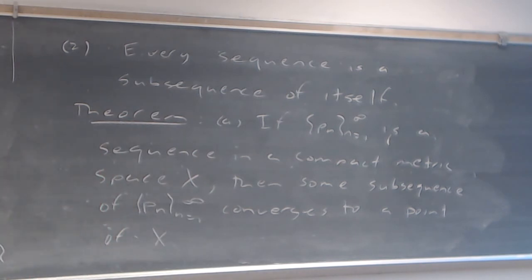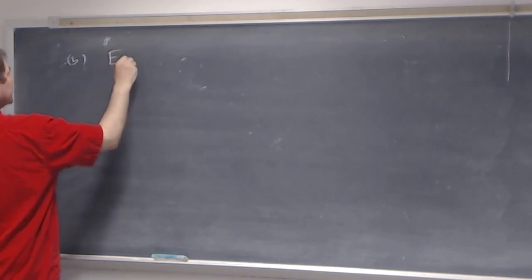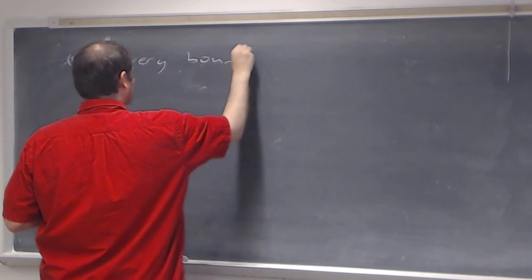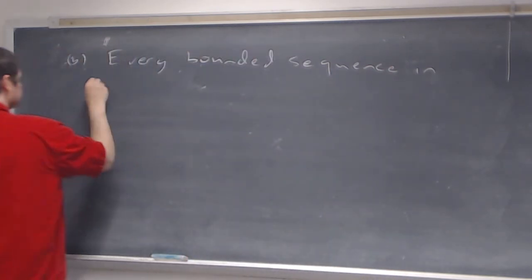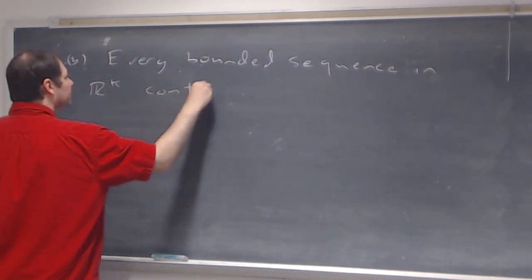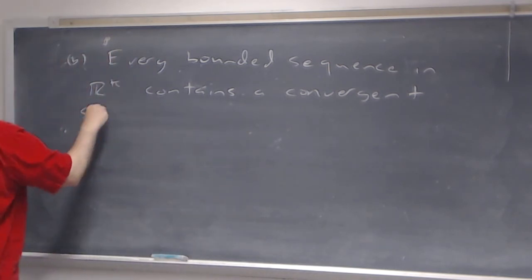In part B of this theorem, what it says is that every bounded sequence in R^k contains a convergent subsequence.